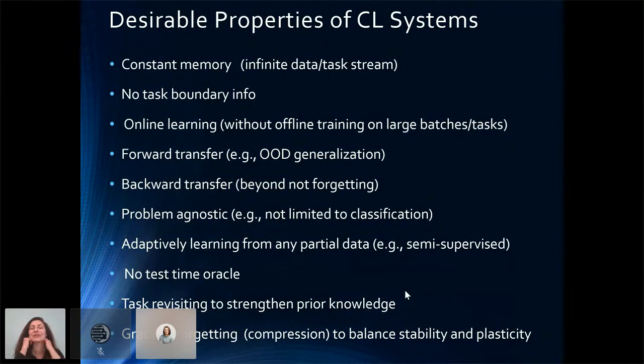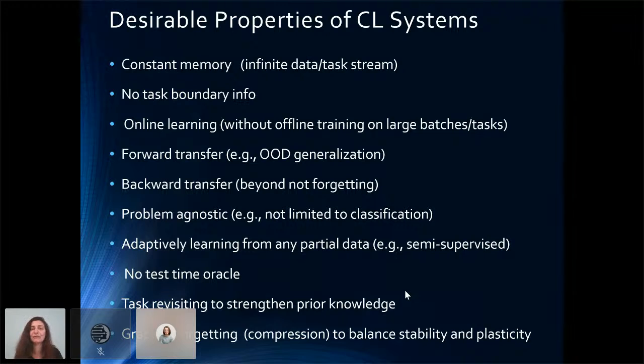Also, in reality, you don't really know sometimes the task boundaries. For example, a robot moves from one room to another or goes outside, environment changed, but it's not necessarily the case that somebody keeps supervising that robot and telling the robot that environment change. It's his or her or its job to figure it out. And clearly, you want this learning to be happening online because, as I said, the offline training or pre-training for everything may not be always available.